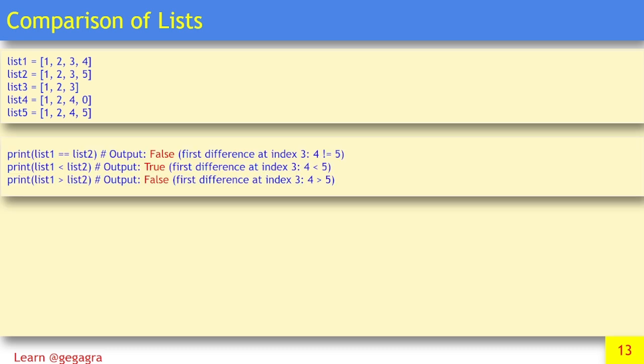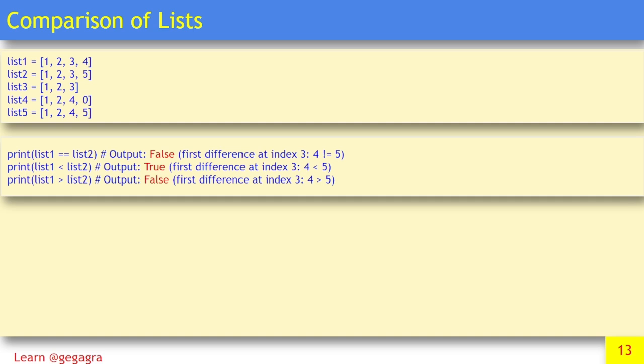Suppose I check whether list 1 is equal to list 2. List 1 is 1, 2, 3, 4 and list 2 is 1, 2, 3, 5. Up till index number 2 all the elements are equal, but index number 3 has different elements. So the output will be false. The first difference is at index number 3: here it is 4 and in the second list it is 5. So 4 is not equal to 5, and that is why it returns false.